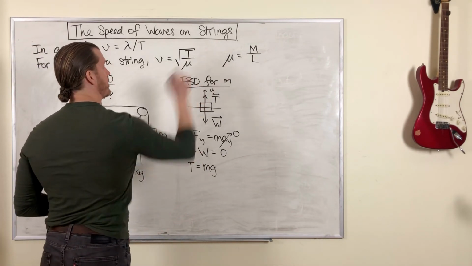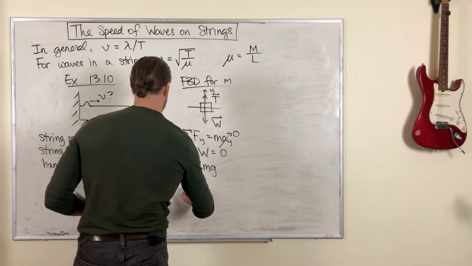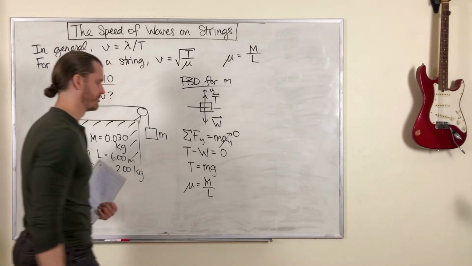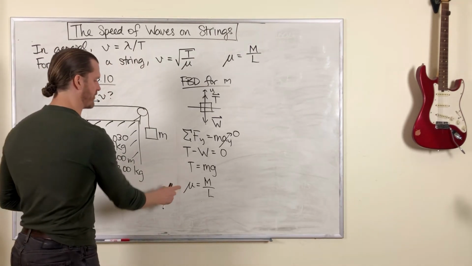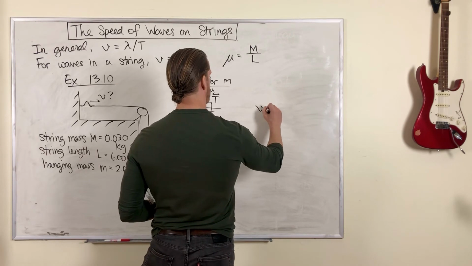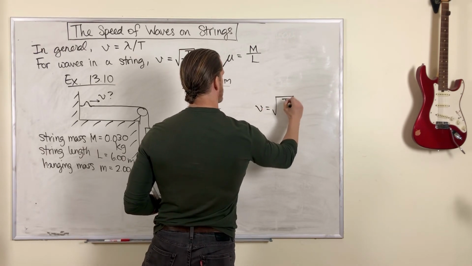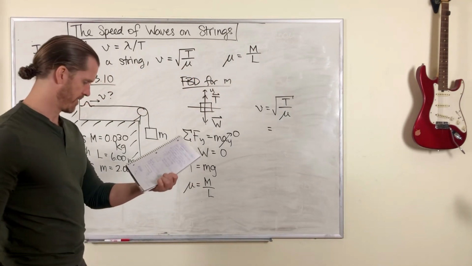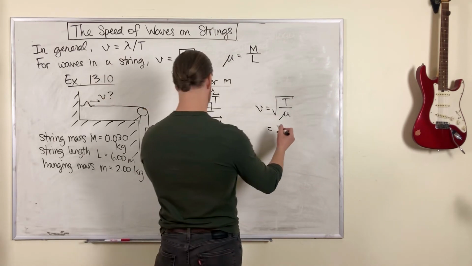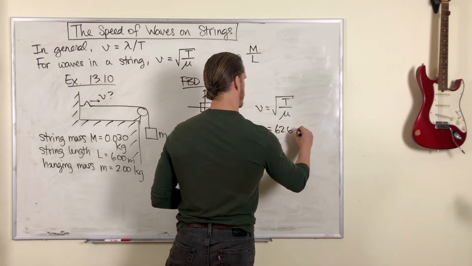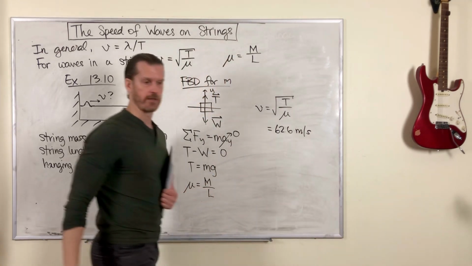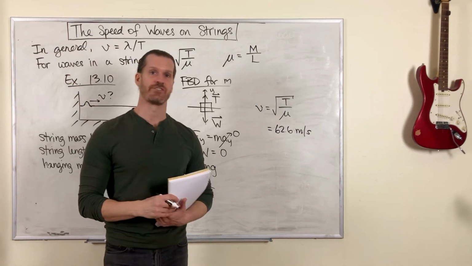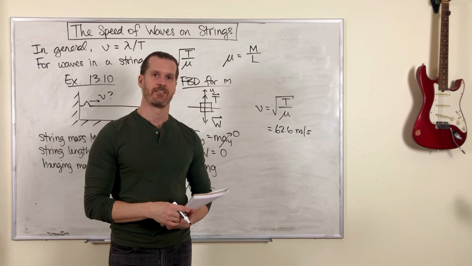What else? Oh, we need to calculate this mass density mu. Mu equals capital M, the mass of the string, divided by its length. And now that we have these two things, we can plug them in to our equation, the square root of T over mu. I haven't been plugging in numbers, but the final value here that you'll get is 62.6 meters per second. All right, so that's one application for calculating speed of waves on the string.